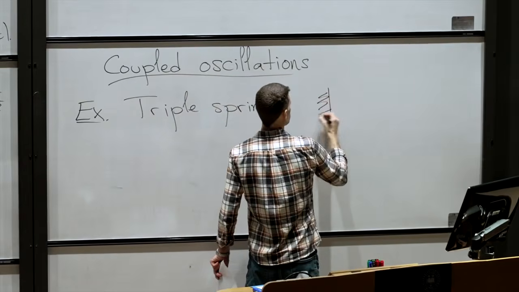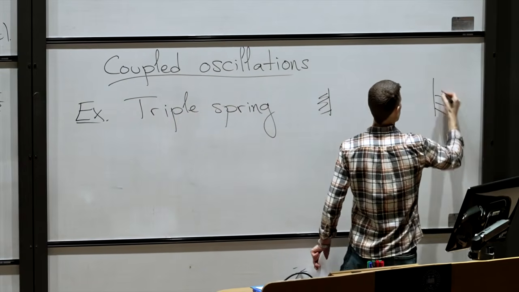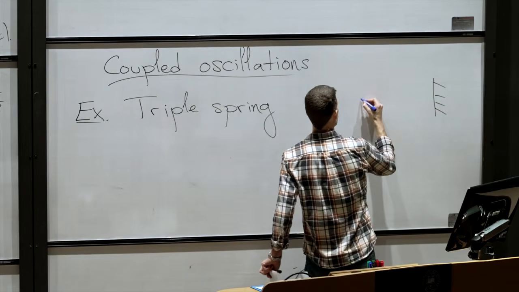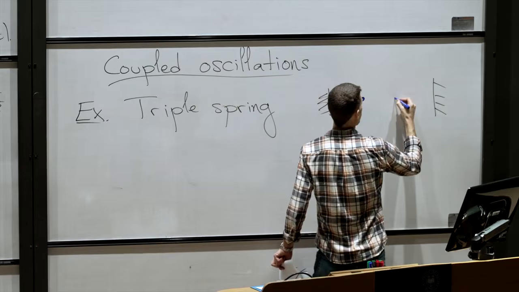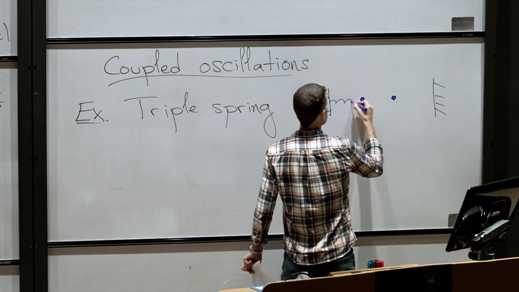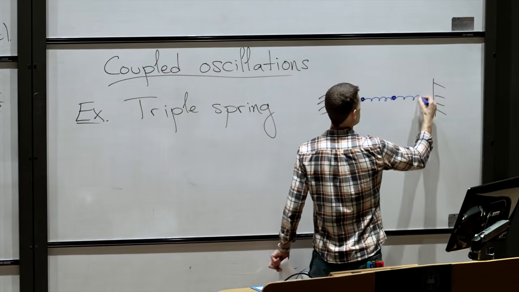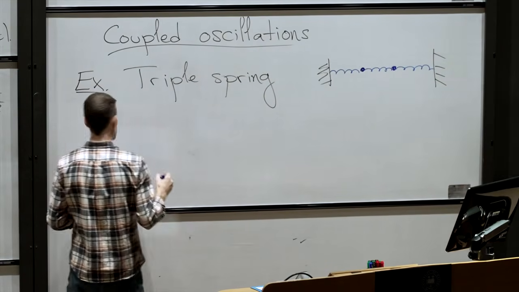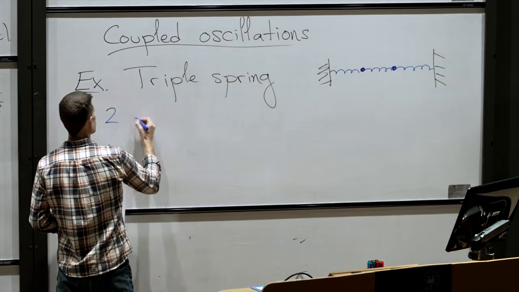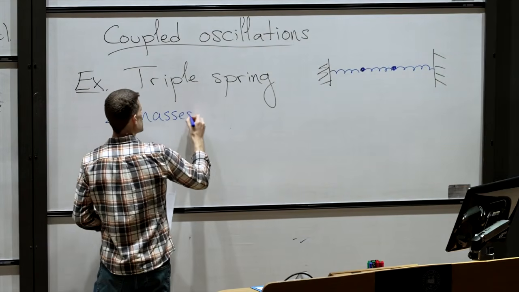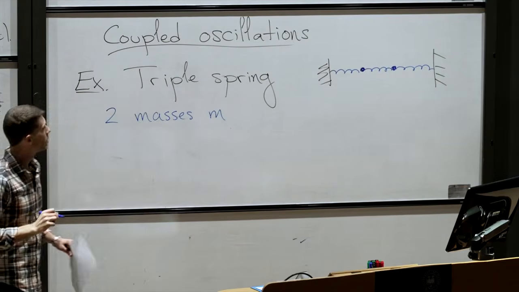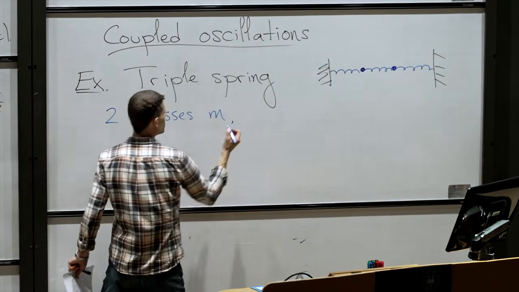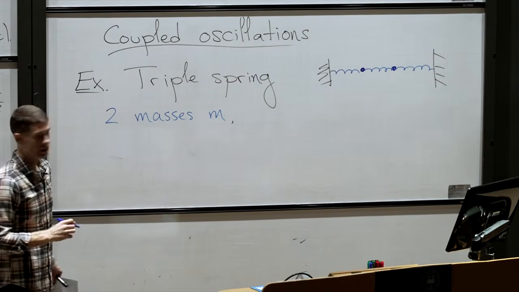I have a wall here, a wall over here, and I'm going to put 3 different springs in there and 2 different masses. I'm going to put a mass here, a mass here, spring, spring, spring. Okay? So I have 2 masses. Let's call each of them mass M, and 3 springs, and let's give each of the springs the same rest length L and the constant K.